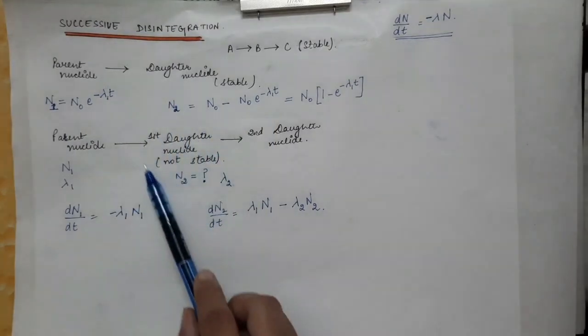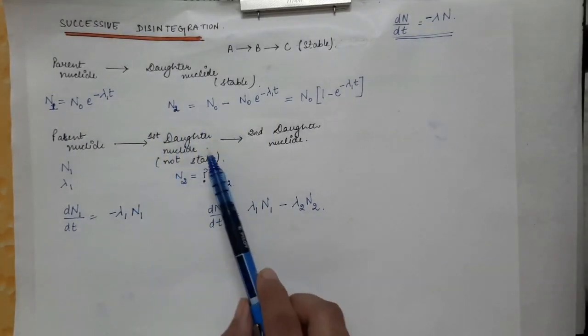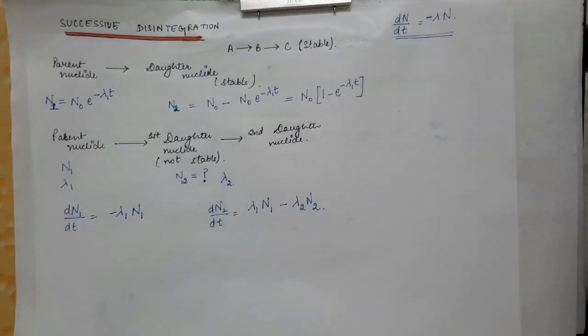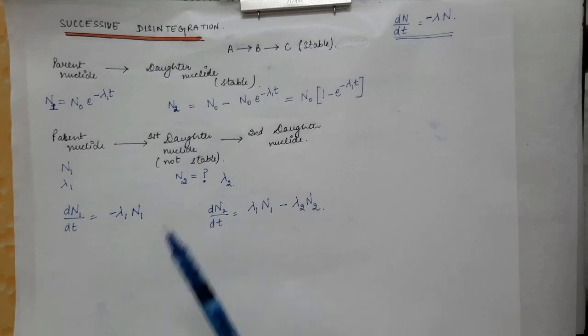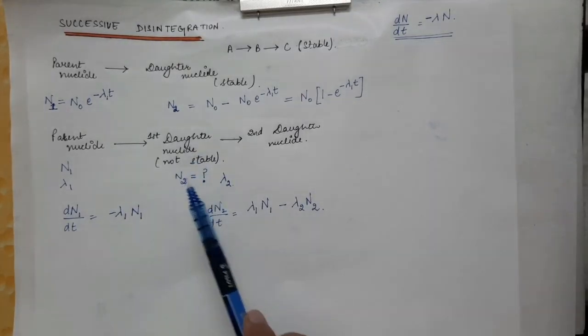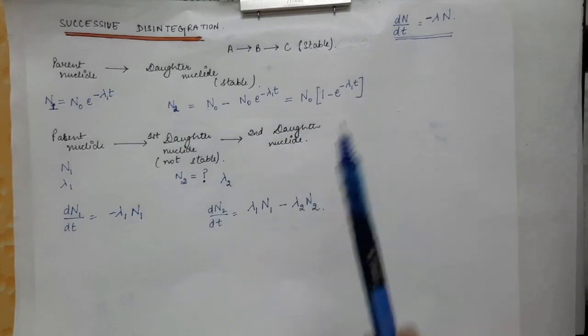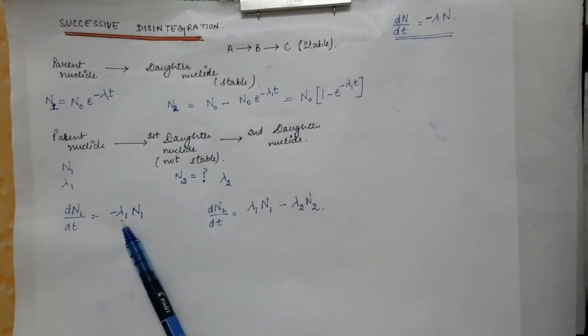Now if the first daughter nuclei is not stable, it will also further decay. So it is important to find the expression for the number of first daughter nuclides at any time t. The formula will be very different from this formula. This we had done in the last lecture.